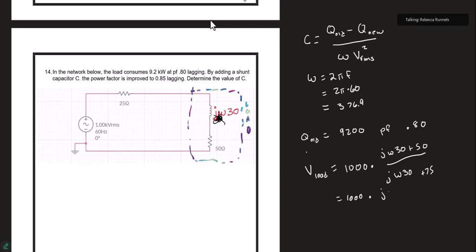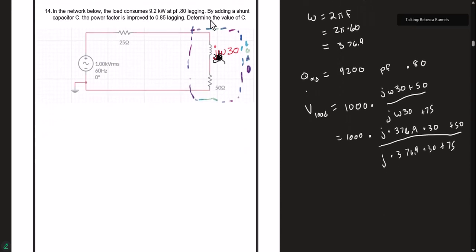which is 1000 times j times 376.9 times 30 plus 50 over j times 376.9 times 30 plus 75, and I'm going to let somebody tell me what that is.